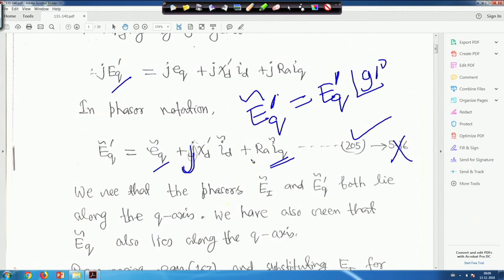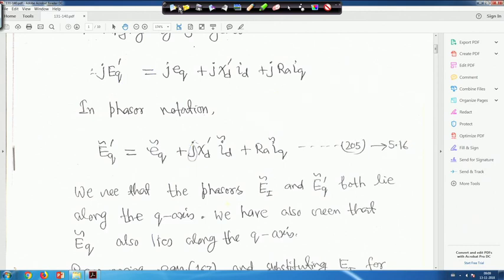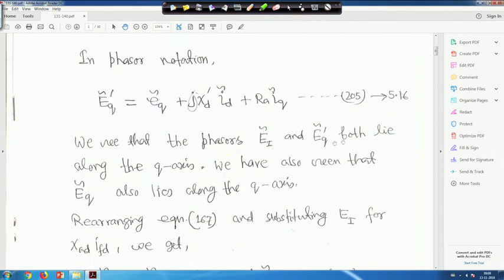Now, we see that, just hold on, let me clear it. So, we see that the phasors EI tilde and EQ dash tilde both lie along the Q axis. We have also seen that EQ tilde also lies along the Q axis, just on the previous page.